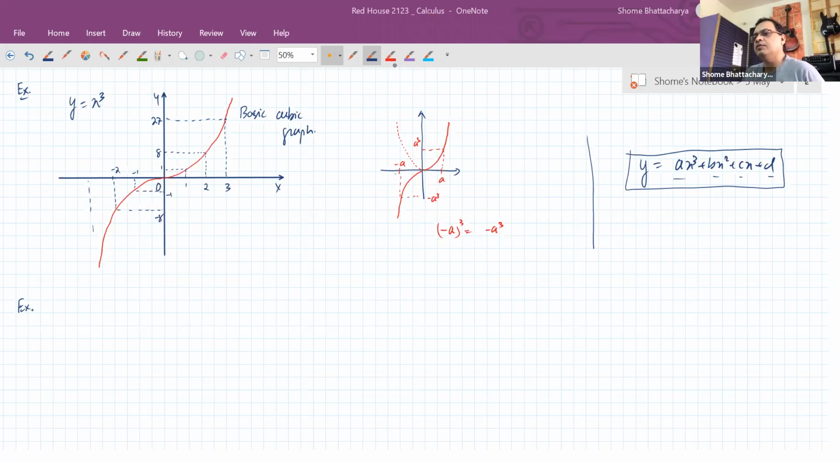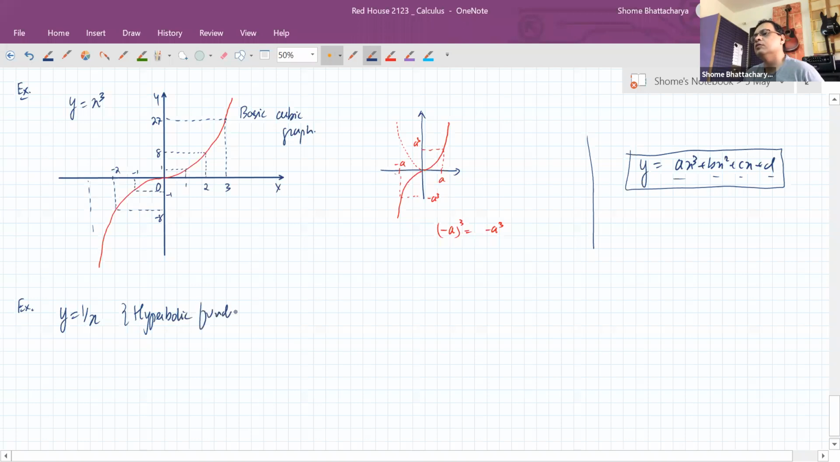Another example of graph is the hyperbolic function, y is equal to 1 by x. This is called the hyperbolic function. So this one has another interesting graph. First of all, here you can see that for x equal to 0, y cannot be defined. Division by 0 is an illegal operation in maths.